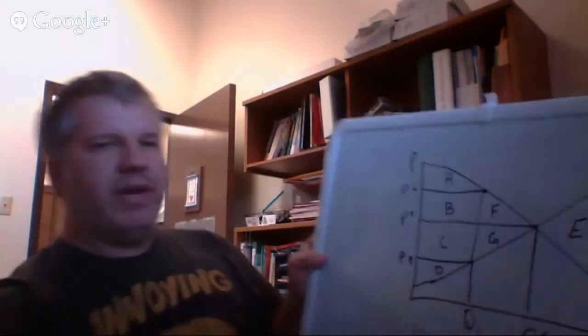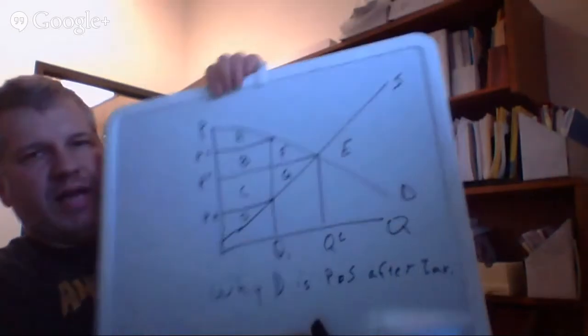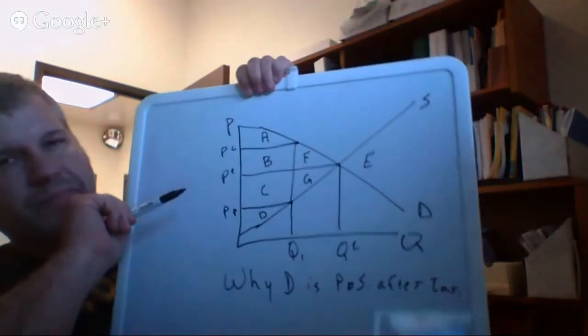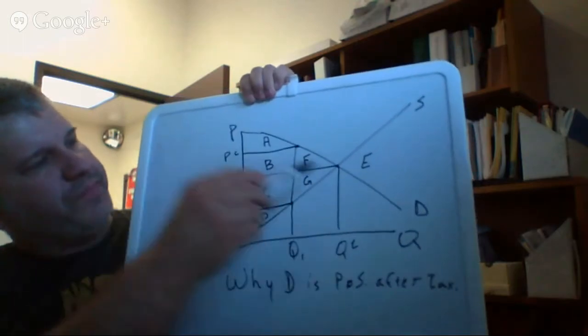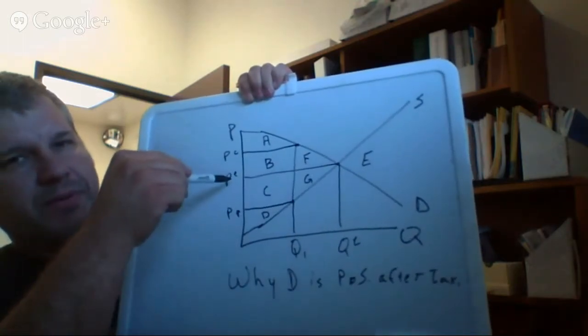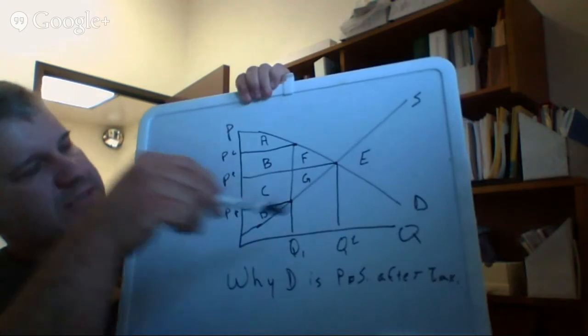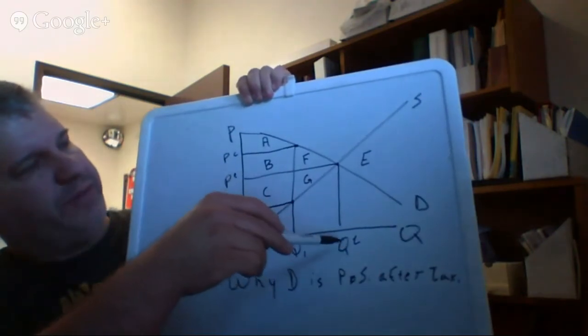The best way to answer this, I'm sorry if it's a little dark today, is making sure you understand what the graph is. So we've got our demand curve, supply curve. This is our price at equilibrium if we have no tax. This is our quantity at equilibrium if we have no tax.